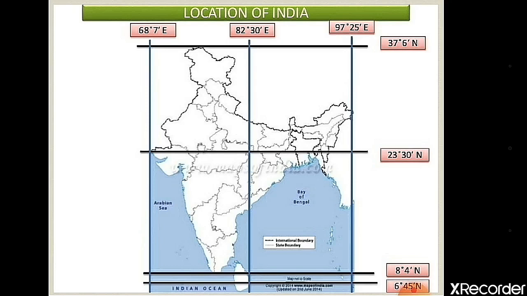The Tropic of Cancer. This is also symbolized here, important. The Tropic of Cancer at 23 degrees 30 minutes north. North is the northern hemisphere. It divides the country into almost two equal parts, to the southeast and southwest of the mainland.